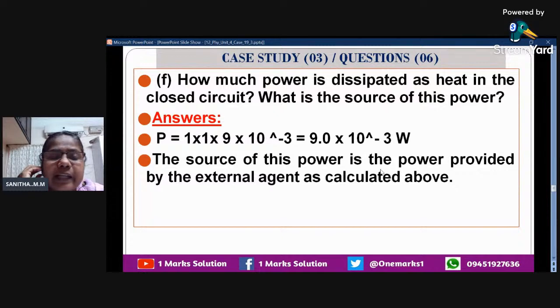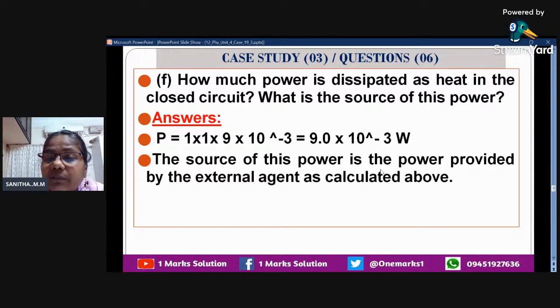How much power is dissipated as heat in the closed circuit? What is the source of this power? Here we can say power P is equal to I squared R, we can use it. Or the same power. What is the power you got in the previous case? We can use it here: 9 into 10 raised to minus 3 watt. That is the power we got. The same power here will be dissipated as heat.